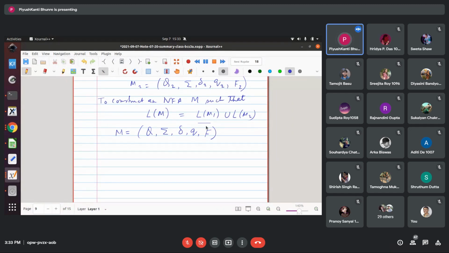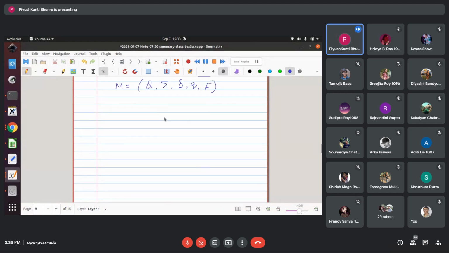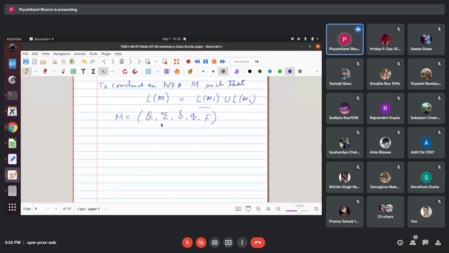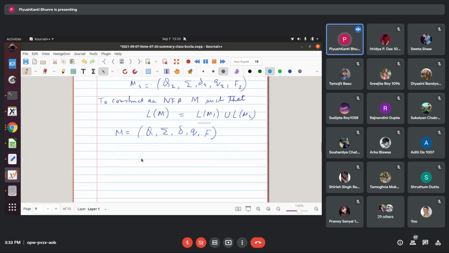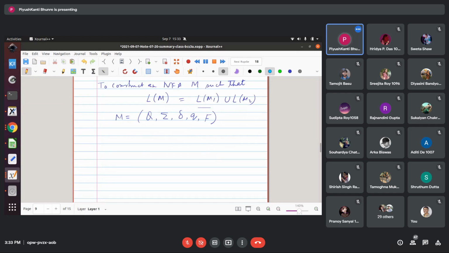So here is a very simple construct. If you remember our previous proof, that was lengthy and a more detailed structure was given, but here it's even simpler, because we are already given Q1, delta 1, Q2, delta 2, all are given. So based on their definitions, we can define an NFA very easily.